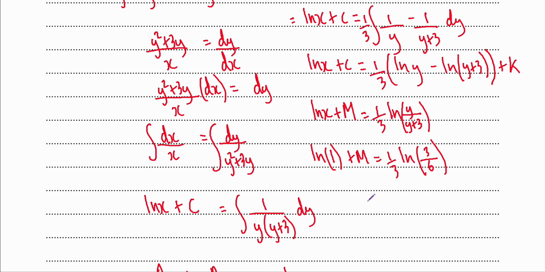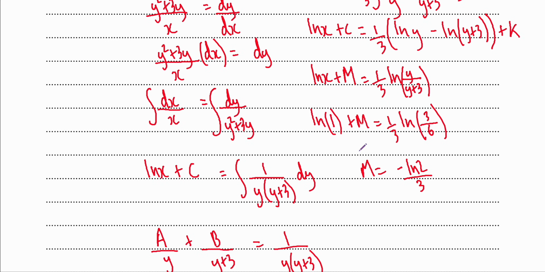So that means m is equal to, well, 1 over 3 ln 3 over 6 is just ln a half, which is negative ln 2. So we have negative ln 2 divided by 3. Okay, so far so good. Now we put m back in here.